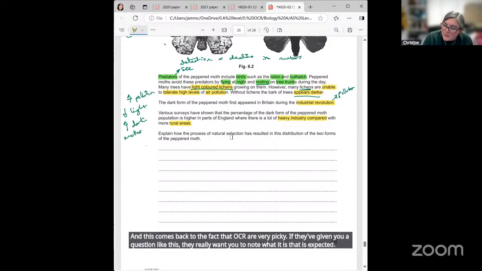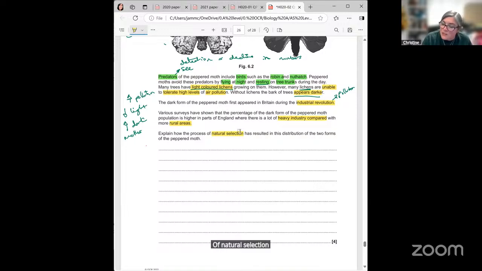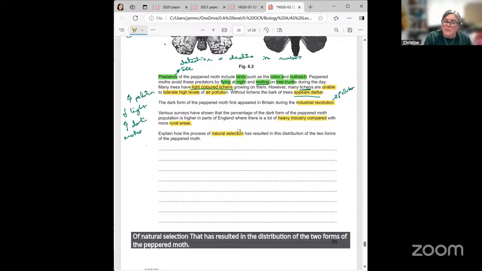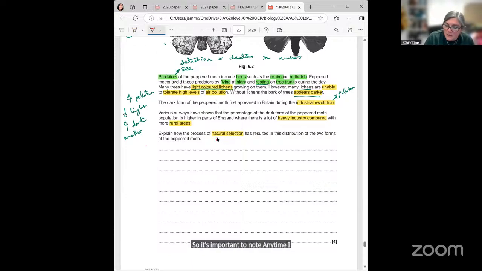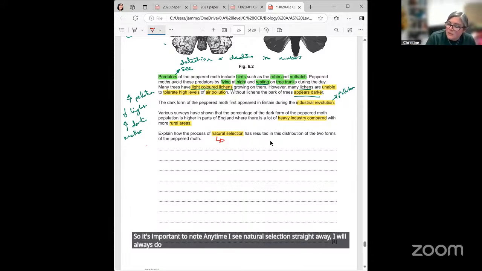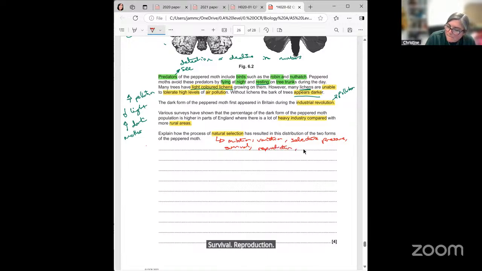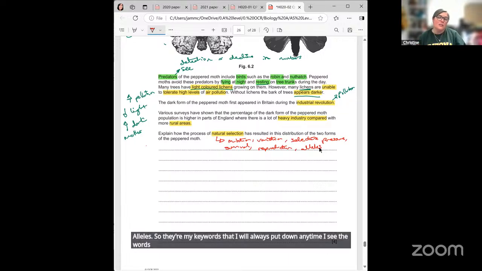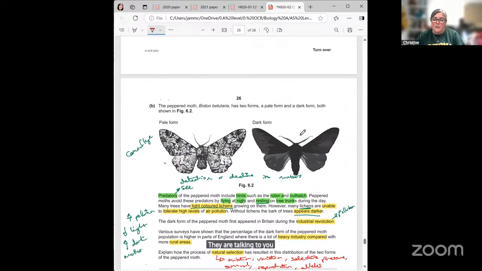So what is the process of natural selection that has resulted in the distribution of the two forms of the peppered moth? So it's important to note, anytime I see natural selection, straight away, I will always do my keywords. So if I've got natural selection, I straight away go mutation, variation, selective pressure, survival, reproduction, alleles. So they're my keywords that I will always put down anytime I see the words natural selection, or if they're ever asking me to talk about natural selection. And then I'm going to take whatever example they've given me. So in this case, they are talking to you about the pale form and dark form of the peppered moth.